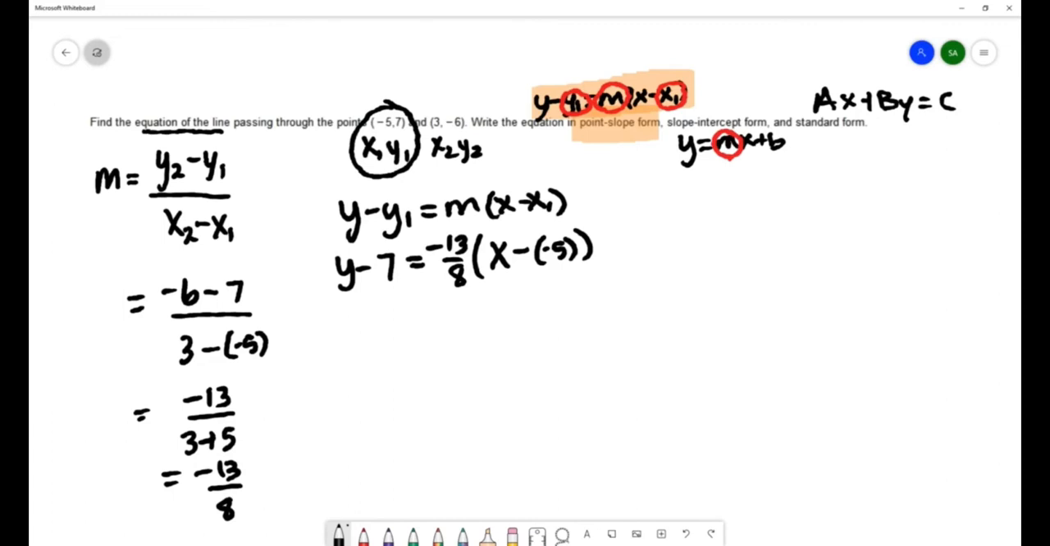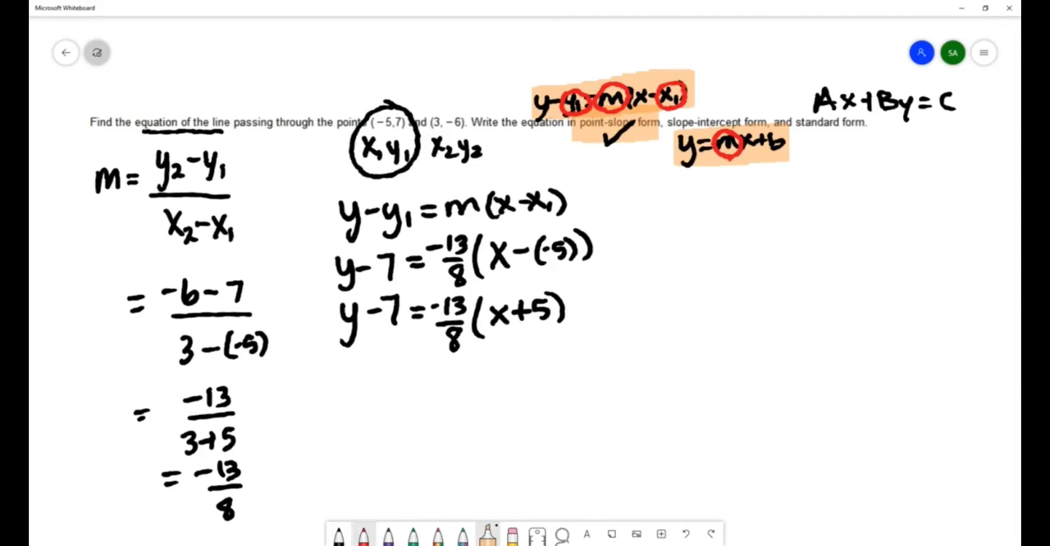I would like to simplify this. That double negative should be simplified, so that's y minus 7 equals -13 over 8 times x plus 5. This is the equation in point-slope form. So we've done this part. Then we want to write the equation in slope-intercept form. Slope-intercept form has y by itself on one side, and it doesn't have any parentheses in it. So we're going to simplify this.